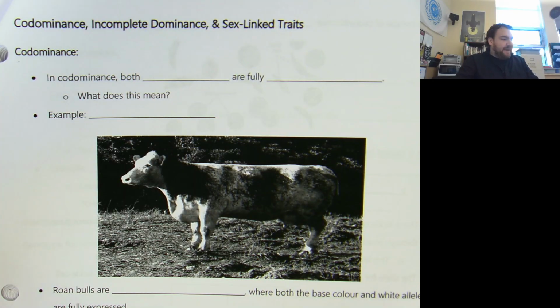Find me this page if you haven't already. Let us talk about codominance, incomplete dominance, and sex-linked traits.